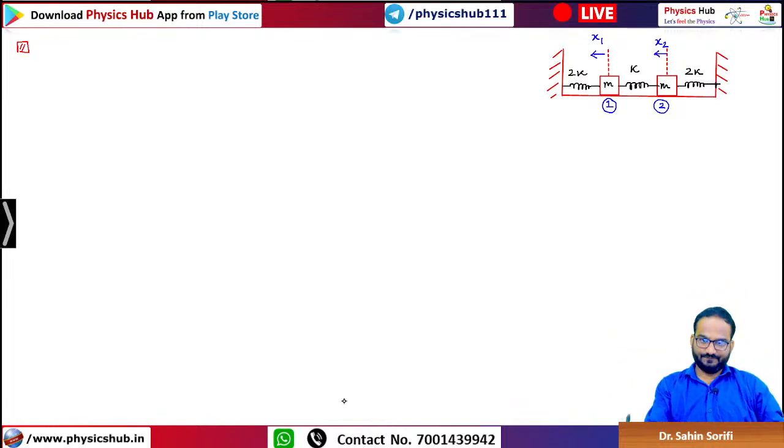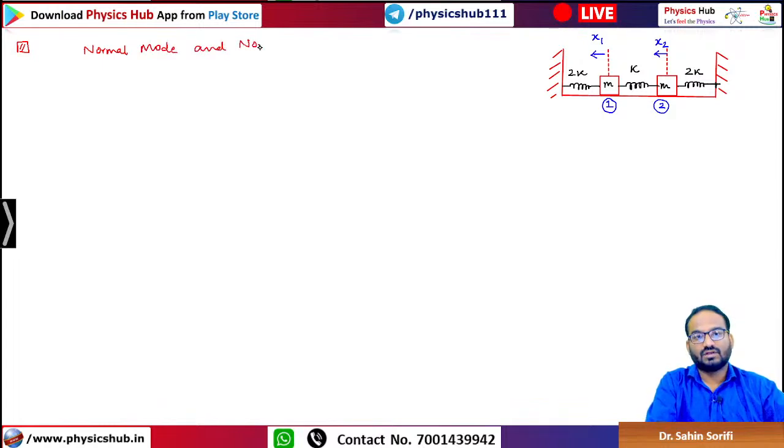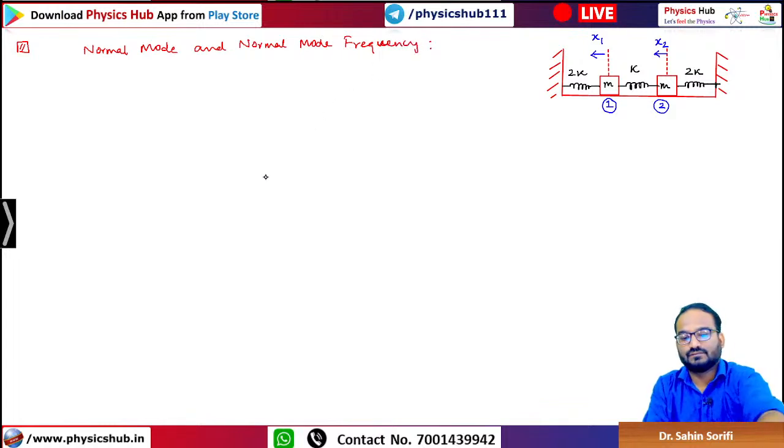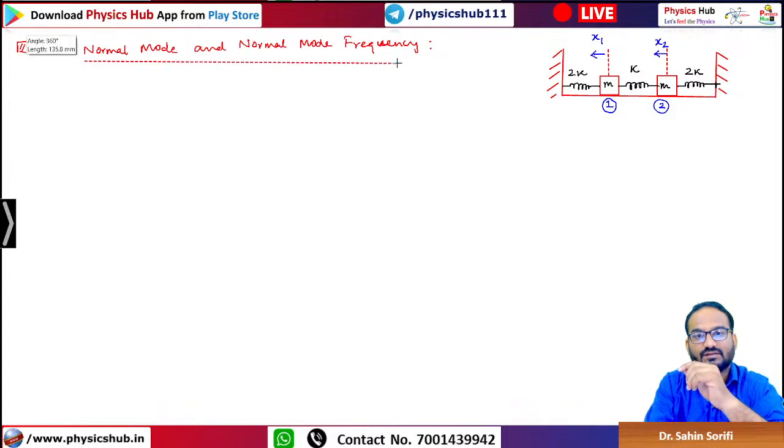Now to find out the normal mode and normal mode frequency, we need to find a kinetic energy matrix and a potential energy matrix. So first of all, you can give the heading normal mode and normal mode frequency. And let me tell you, this is one of the easiest topics of CSIR-NET, and if any question comes, you can easily answer it.